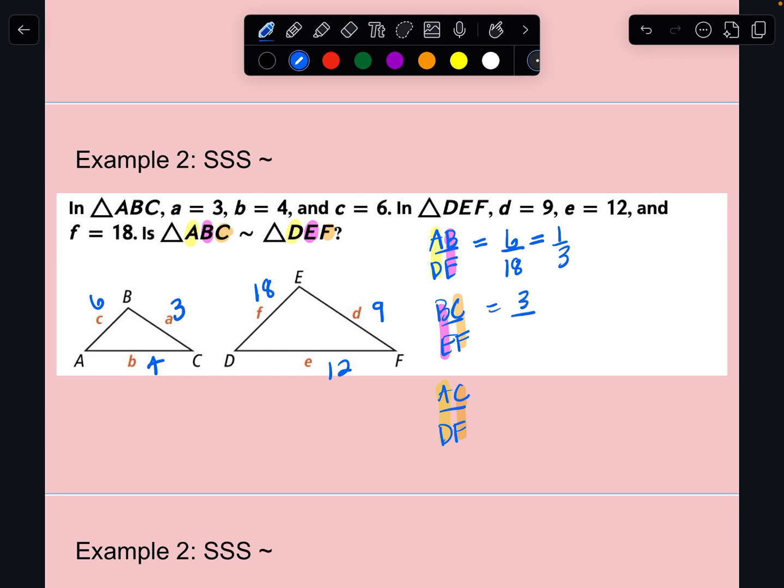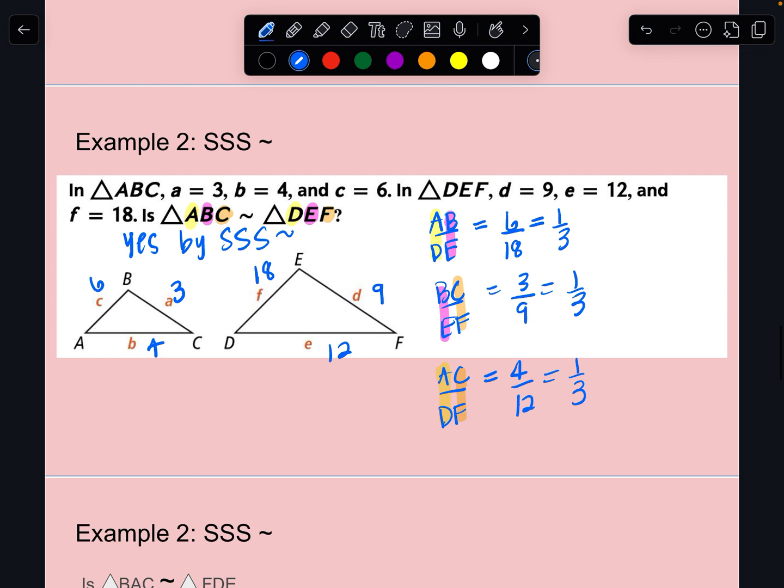BC is 3, EF is 9, which is 1/3. AC is 4, DF is 12, which is 1/3. So we have 3 pairs of proportional sides here. So yes, they are similar by the side similarity theorem.